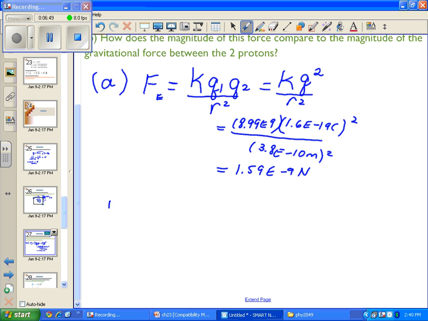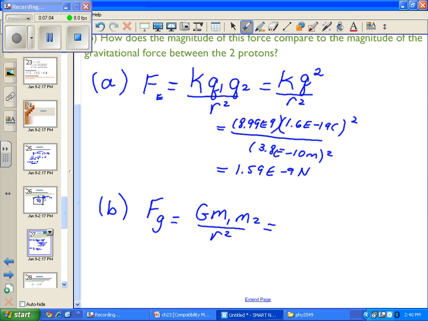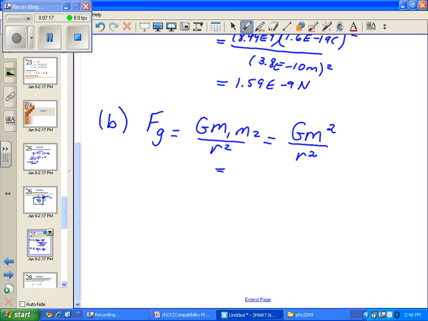In the next part, we're asked to compare the gravitational force with the electric force. Well, whenever we're asked to compare anything, we must quantitatively be able to do so. And so we set out to determine the value of the gravitational force. Here again, because the mass of one proton is the same as the mass of the other proton, we can just simplify this expression by writing G times mass of proton squared divided by distance of separation squared.